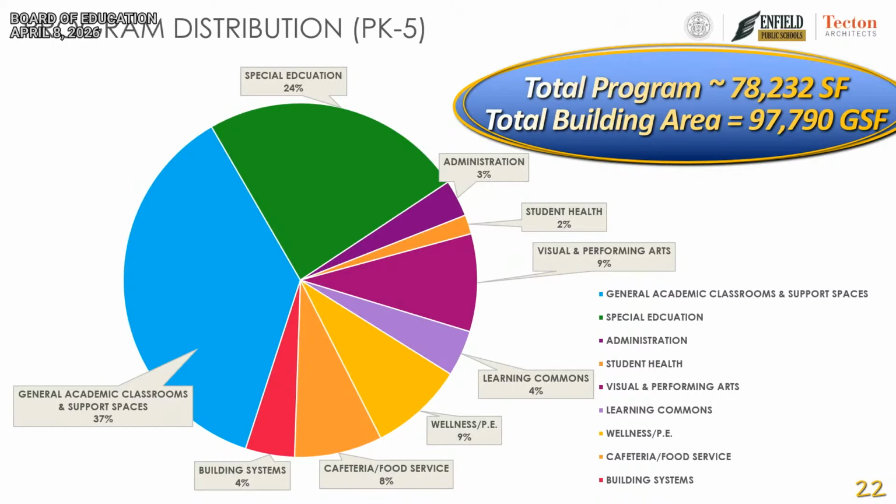In terms of the program, we have largely dedicated spaces for general academic classrooms and those supporting spaces within the small learning communities that we'll talk about, as well as specialized education. You see that the blue, the cyan, and that dark green are the bulk, the majority really, of the pie that makes up your program for your new schools. And that was intentional. We're designing these spaces to support that flexible learning, to support the specialized education program that is so important to the district.